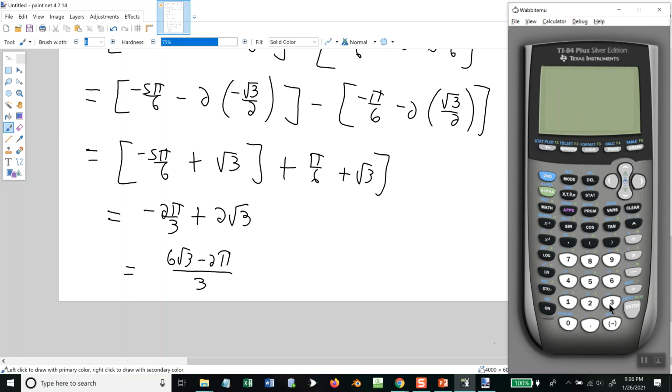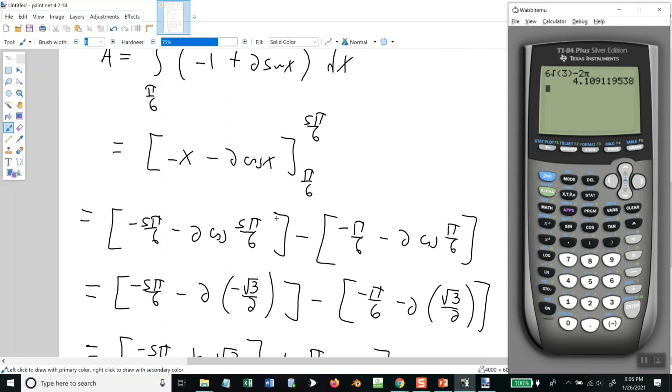Let's see. So 6 square root of 3 minus 2 pi. That's good. Positive. Now, assuming I didn't make a basic math mistake besides that one you found, that'd be our answer. So, questions on that? Okay.